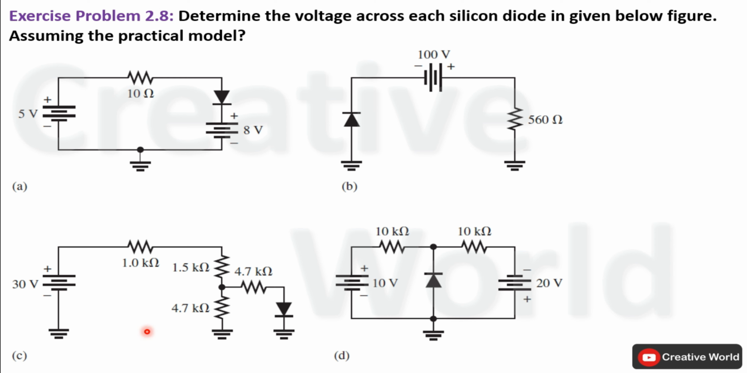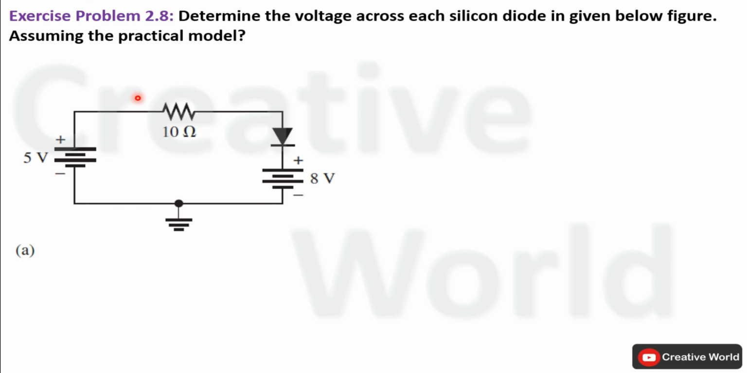In this figure, a silicon based diode is connected in 4 different configurations. We have to find the voltage across the silicon diode in each configuration. So we will start from the first configuration.